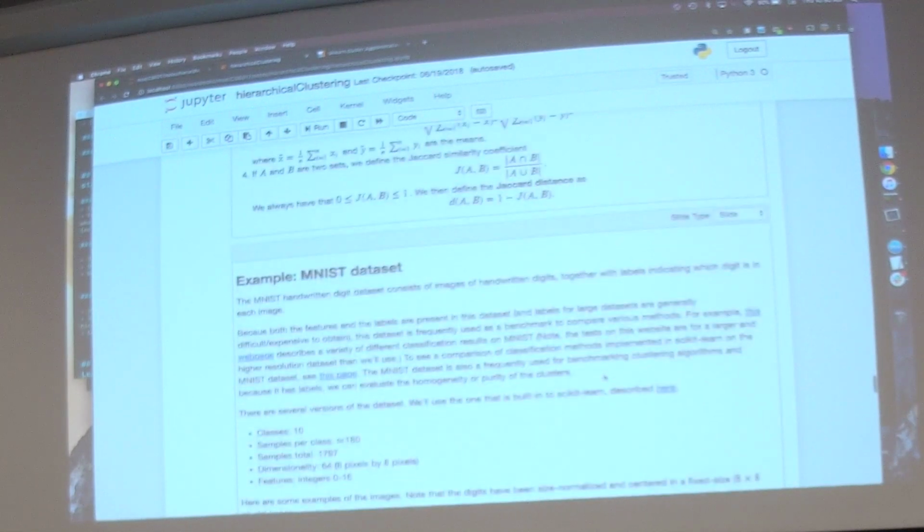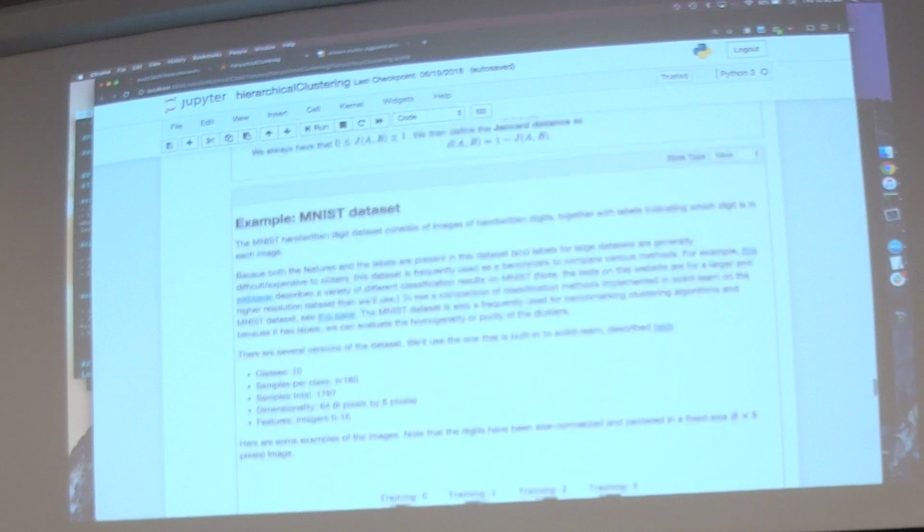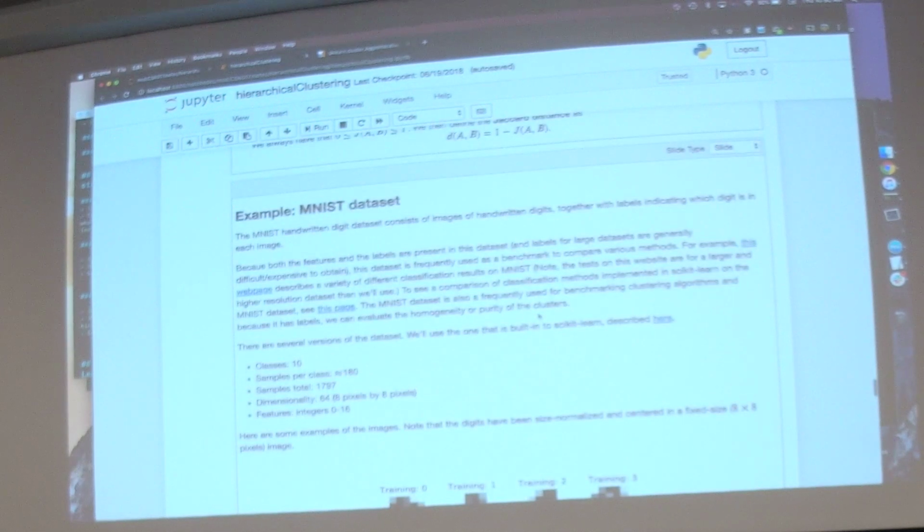All right, and then the last example we'll look at is this great data set called MNIST. It's handwritten digits: 0, 1, 2, 3, 4, 5, 6, 7, 8, 9. They are scaled and normalized to be 8 pixels by 8 pixels, and they're all nicely labeled for us. This is probably more of a classification data set, but we can use it for clustering because we know there should be 10 clusters: a 0 cluster, a 1 cluster, and so on.